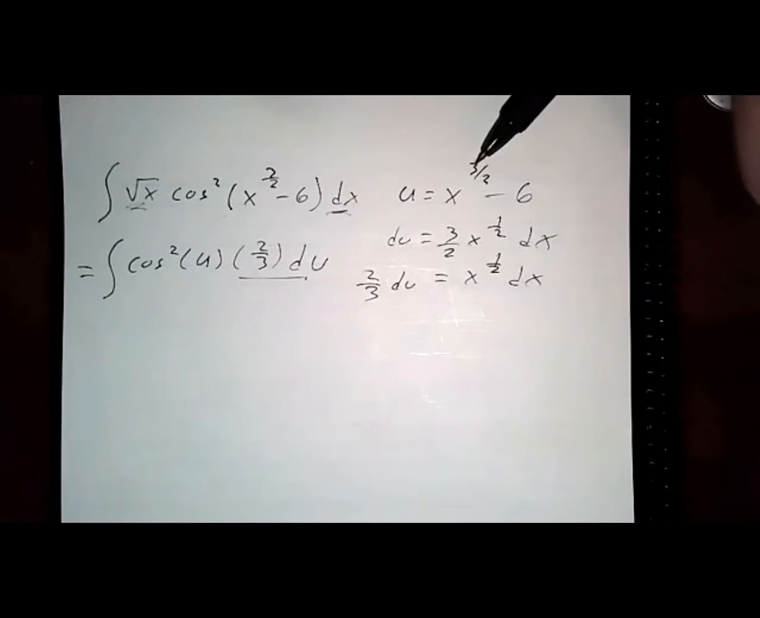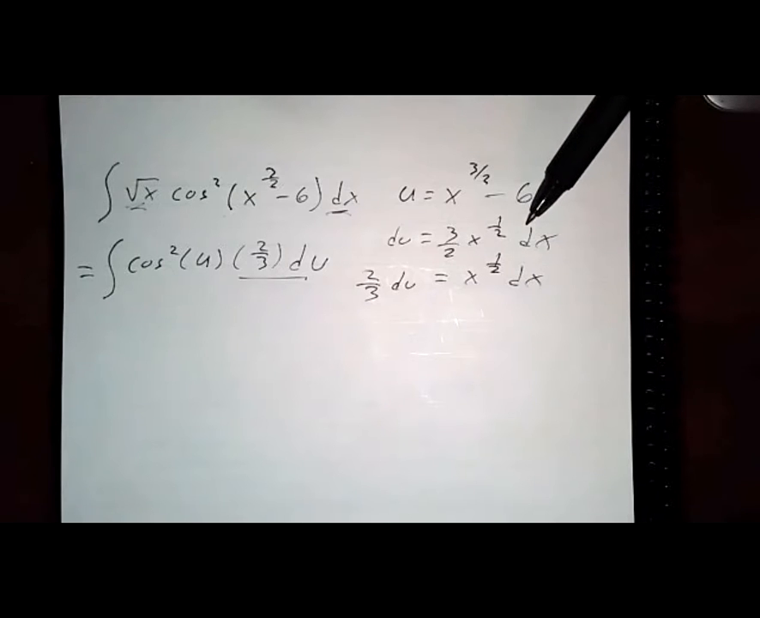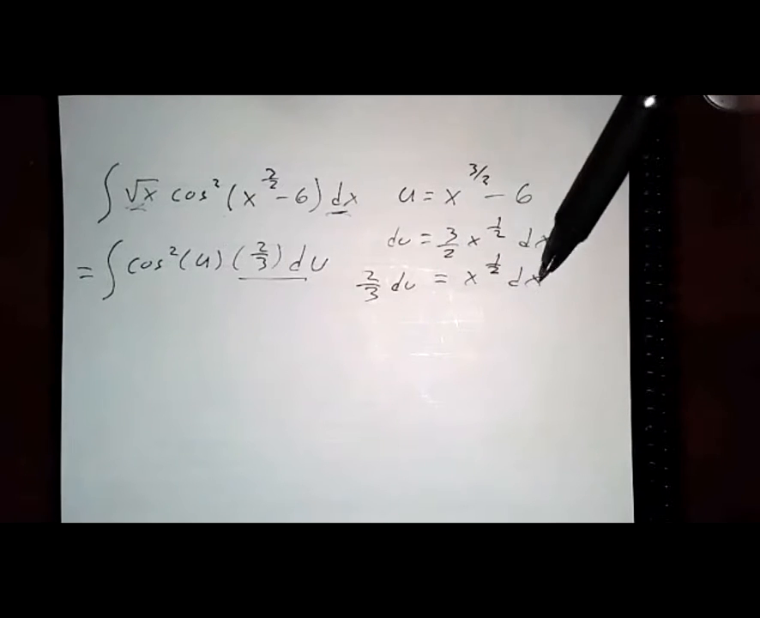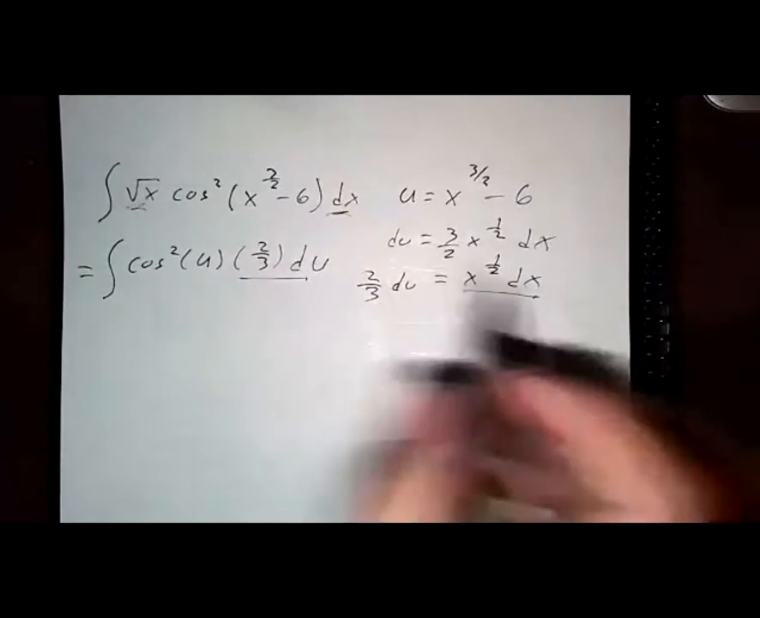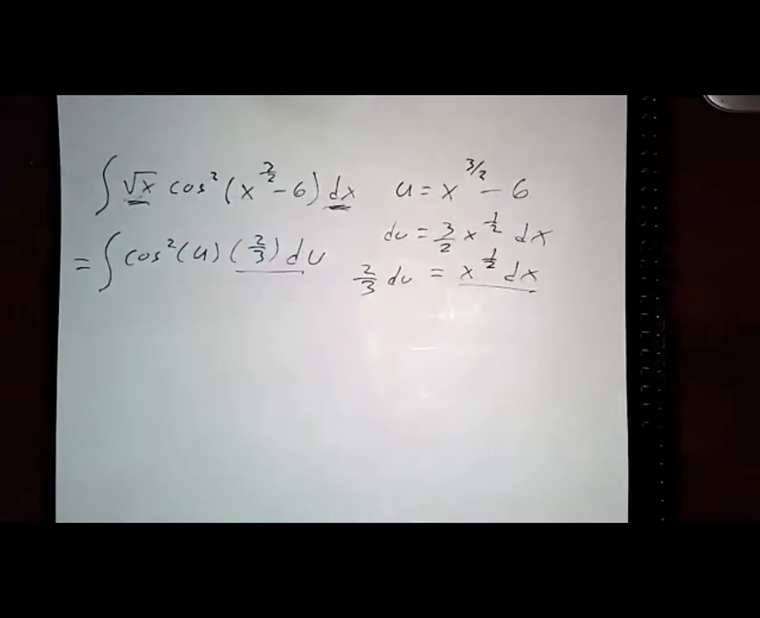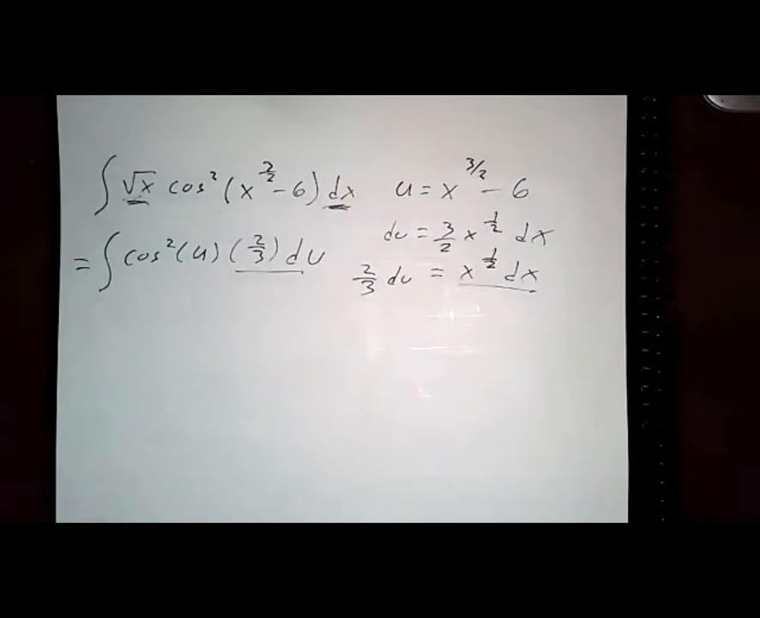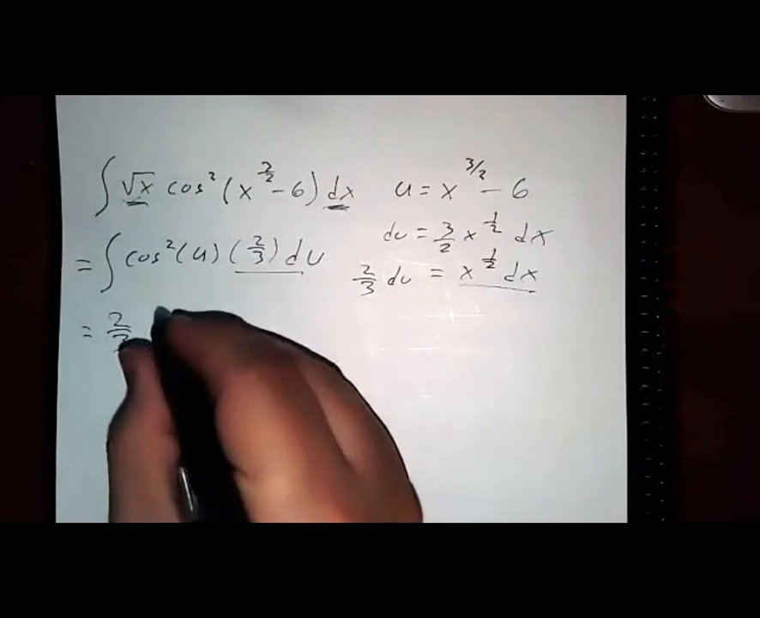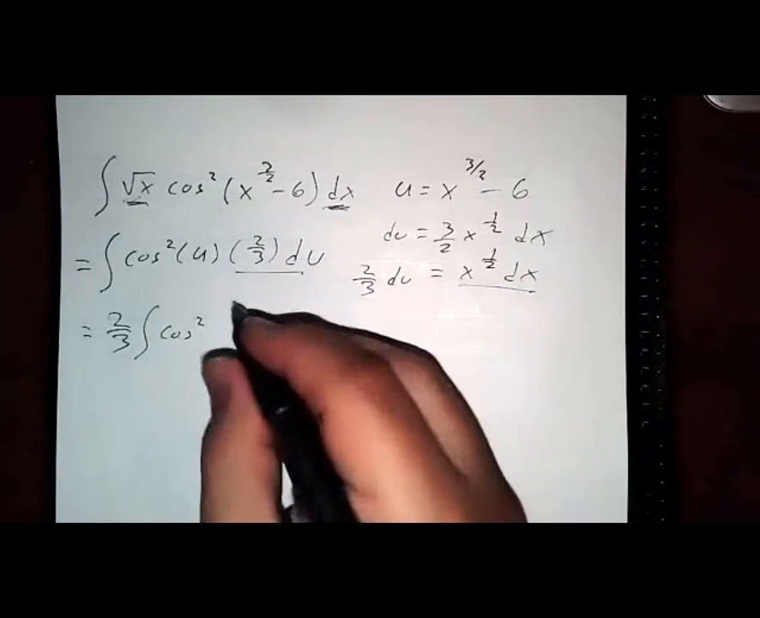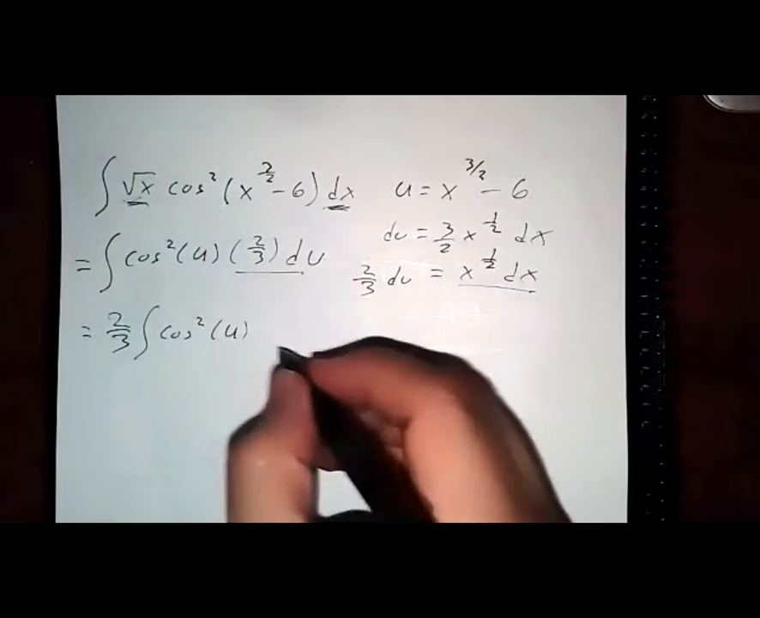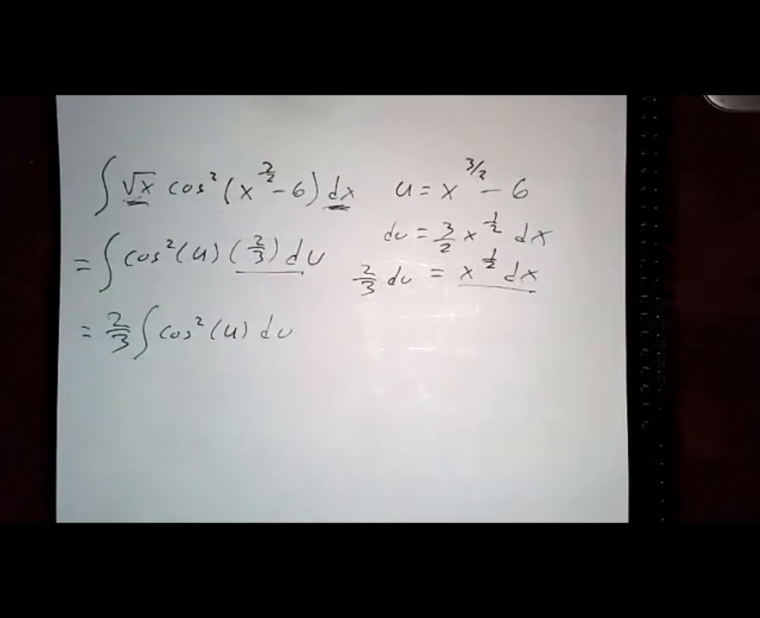So u, du, solve for the stuff that's actually in the problem. So this right here is there. Then sub. You guys cool from here to here? Any questions on the substitution? Okay. If you do, let me know. So pull out the 2/3, cosine squared u du, integrate cosine squared.